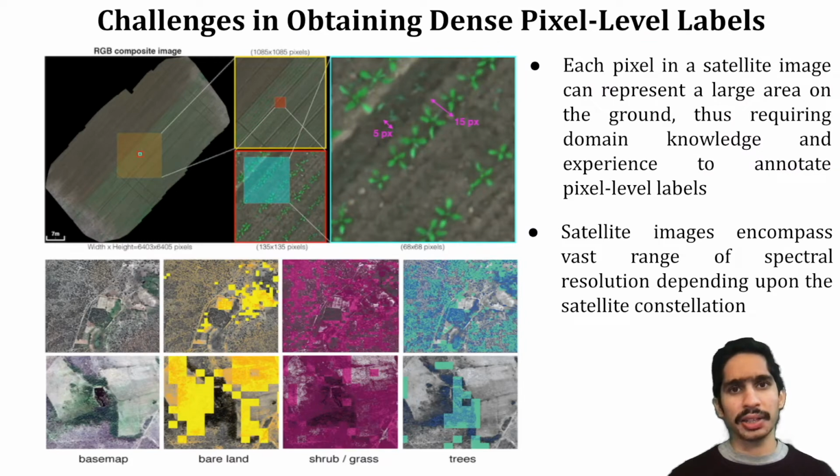The largest barrier to applying these segmentation techniques is the availability of labeled data across different terrains. Each pixel in a satellite image can represent a large area on the ground, thus requiring domain knowledge and experience to annotate pixel-level labels. To alleviate this problem, recent work has explored using fewer pixel-wise labels along with information from unlabeled images in a semi-supervised fashion.